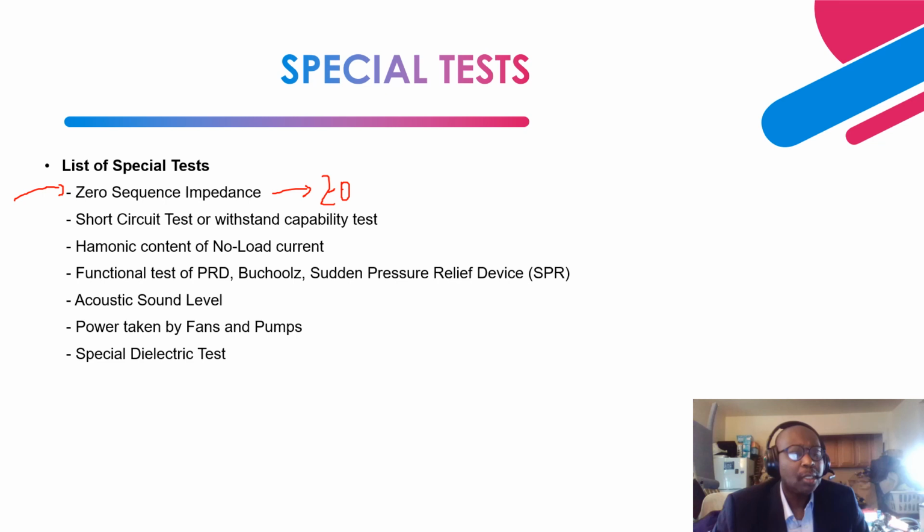If the protection relay engineer wants to determine the impedance of the transformer to set a protective relay, based on single line to ground fault and double line to ground fault, then it becomes important that the customer will request the zero sequence impedance parameter of the transformer.